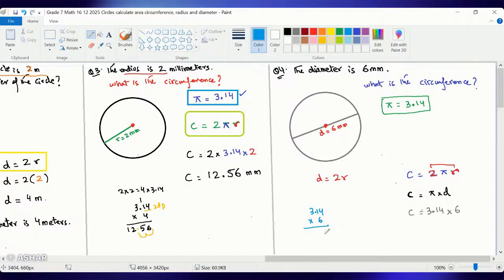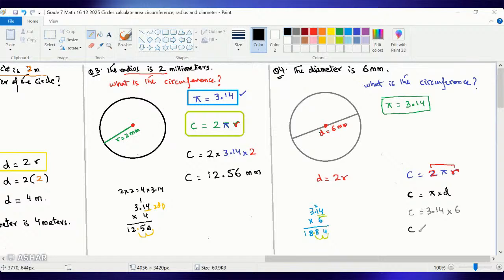6 times 4 is 24. We write the 4, we carry the 2. 6 times 1 is 6, plus 2 is 8. 6 times 3 is 18. How many decimal places were there? There were 2 decimal places. So we can write 18.84.